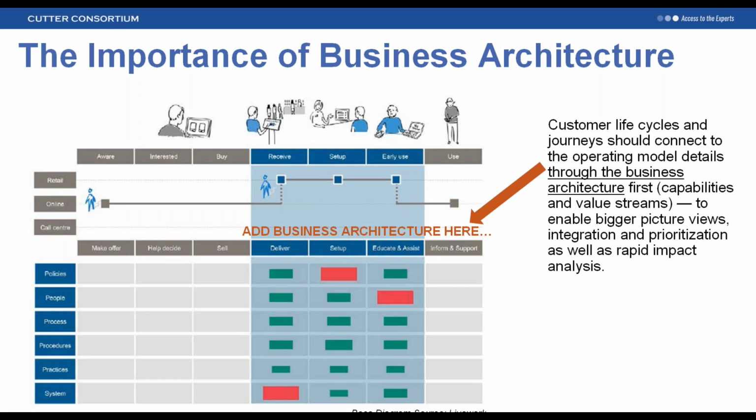So again, the real big takeaway here is we want to relate customer journeys to value streams and capabilities as the master translator because it helps see the forest for the trees. It helps us make better decisions based on overall organizational priorities because business architecture can give us that view. And lastly, it helps us to connect the dots between customer experience initiatives and other initiatives across the organization that might be making changes to the same capabilities, value streams, products, stakeholders, and so on.